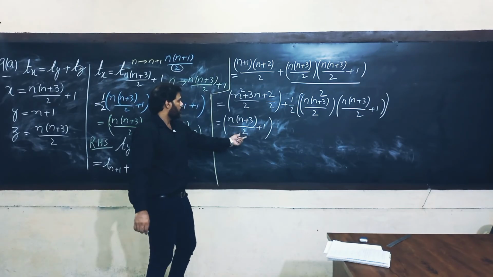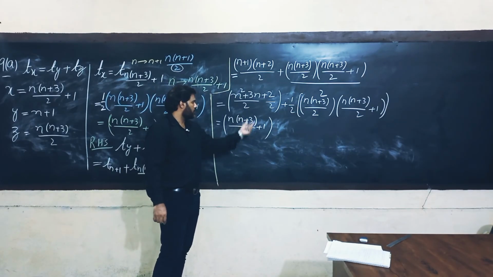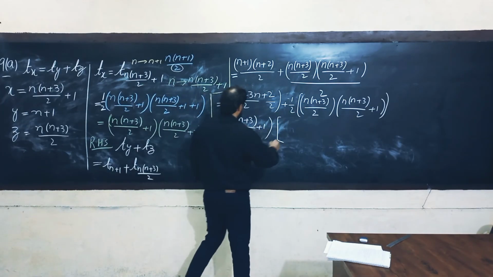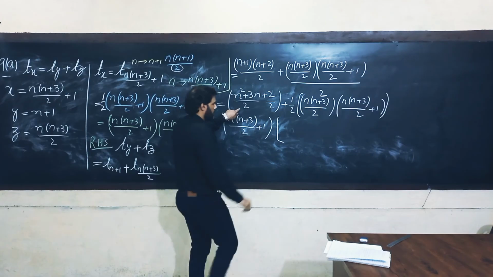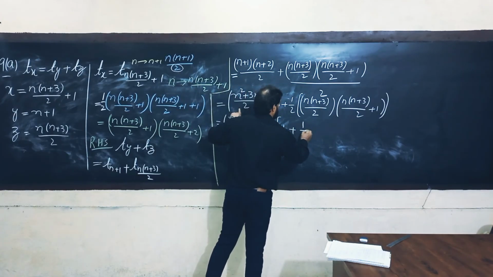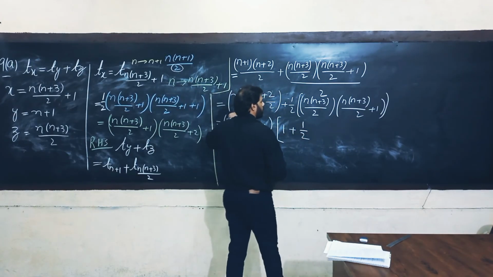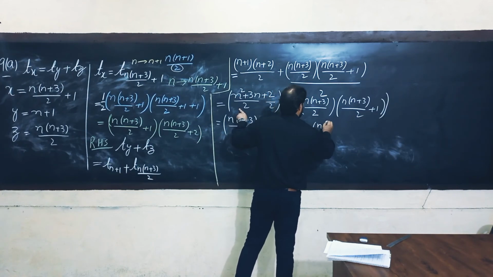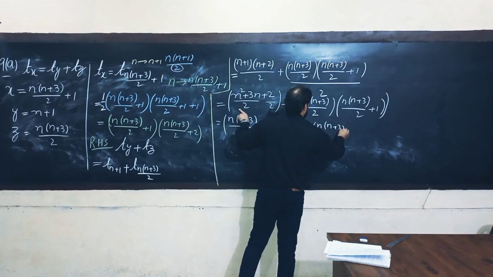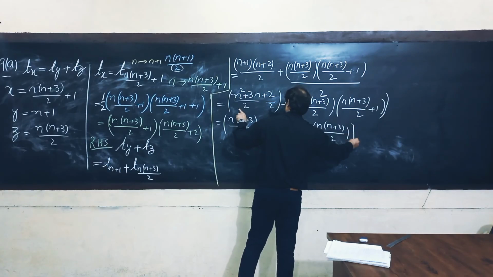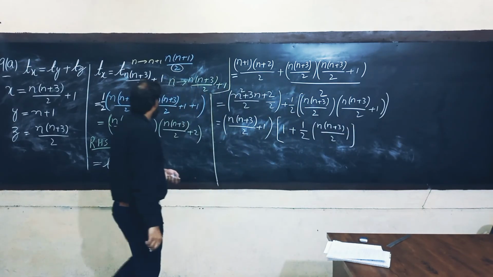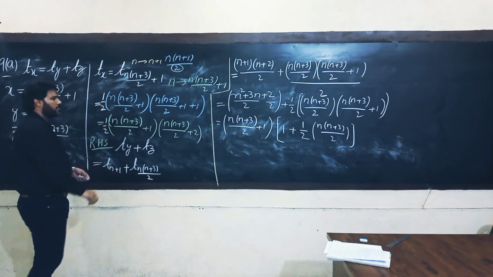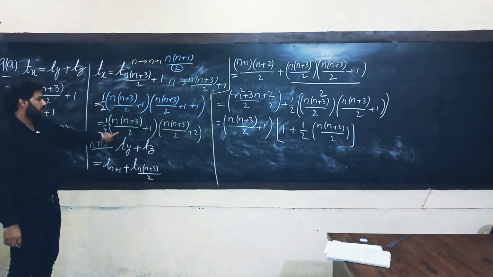Okay. If we take common this number from these two, we have 1 plus 1 by 2 into n plus 3 over 2. That is same as this.